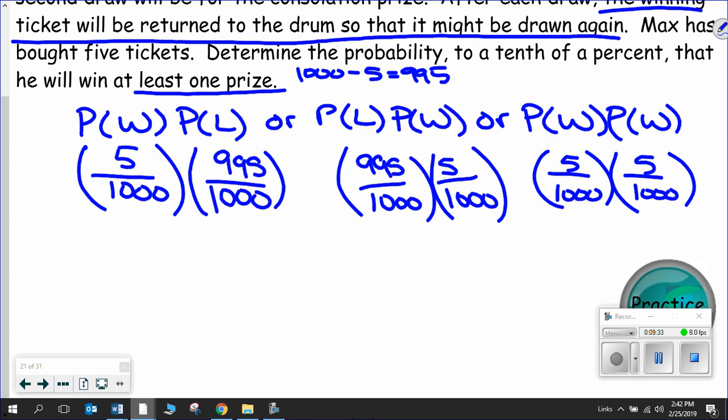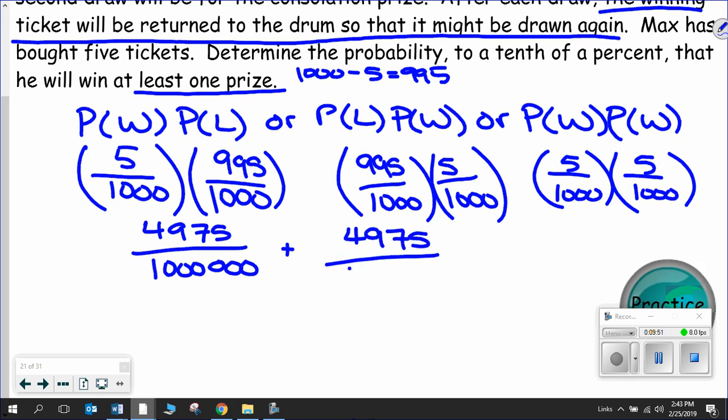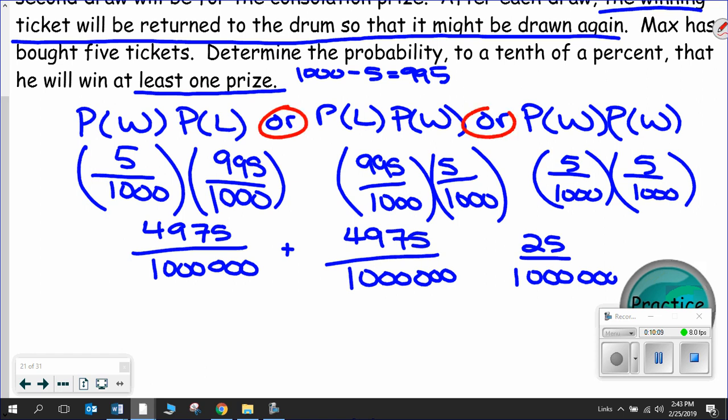And so now all I'm going to do is multiply that out. 5 times 995 is 4975 out of 1,000,000. Same thing over here. And lastly, 5 times 5 is 25 out of 1,000,000, from 1,000 times 1,000. And again, the word or in between all those cases means that I'm going to add up those answers. So 4975 plus 4975 plus 25 is 9975 out of 1 million.